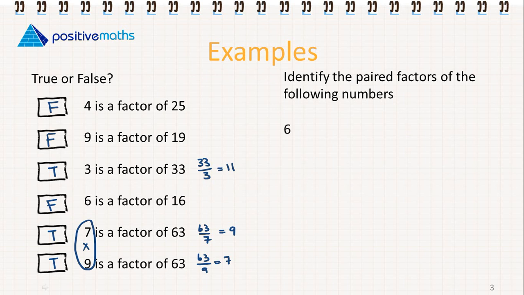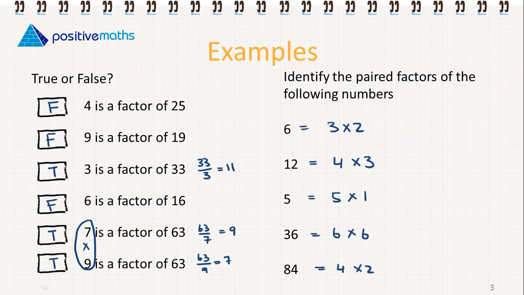Okay, the next thing we're going to do is identify the paired factors of the following numbers. We're just going to come up with one example for each. So for 6, paired factors could be 3 and 2. For 12, we could have 4 by 3. For 5, we have 5 by 1. For 36, we have 6 by 6. And for 84, we could have 4 by 21. So these are our paired factors.